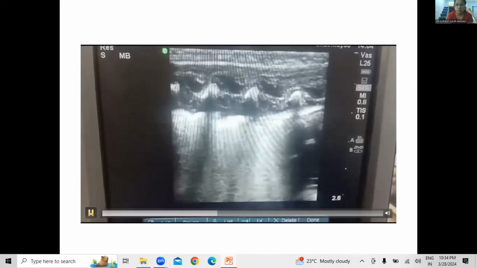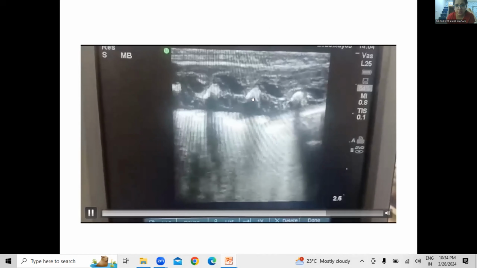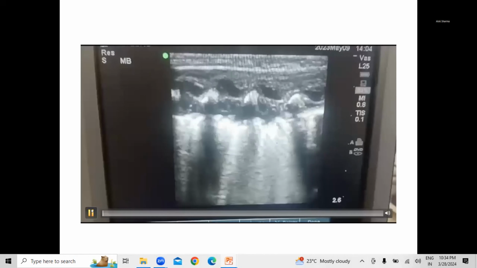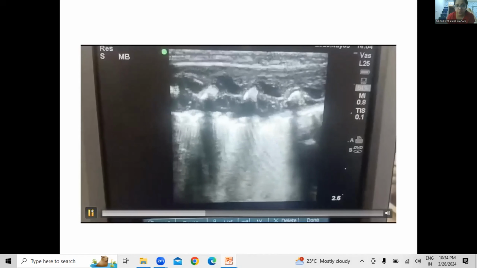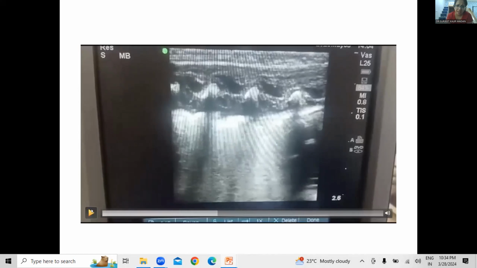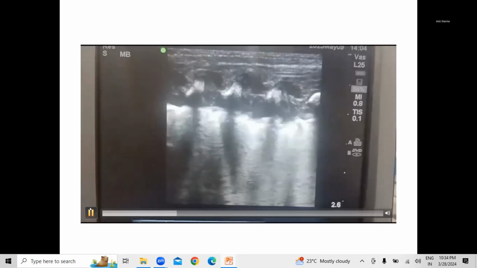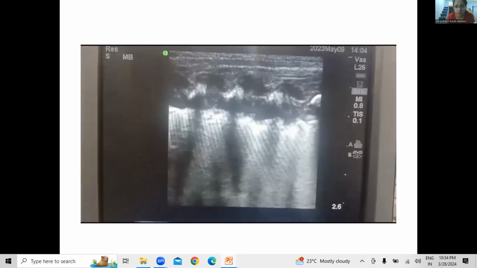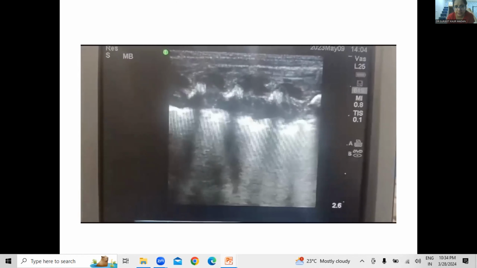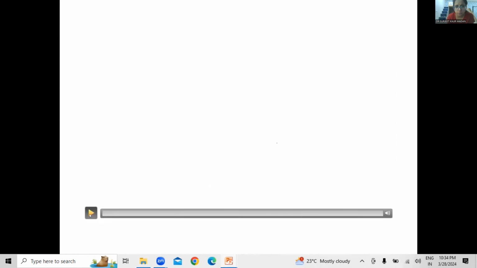So here I can see the bat wing sign. The pleural line, the lung sliding is seen, but the pleural line is discontinuous and looks disrupted. And there is subpleural consolidation, and there is confluent B lines. Is there some pleural effusion also?